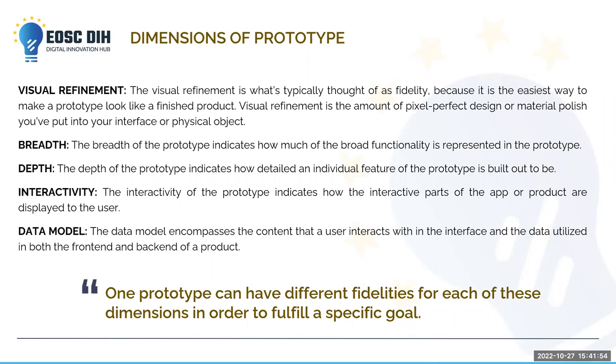Or maybe you have a very good visual app with one functionality which has low breadth, but that functionality is completely designed from action and task perspective. So each and every interaction is there. So it's very high depth and high interactivity. So depending on what you're trying to test and how you're testing, you can play around with these different dimensions and create a prototype that you actually want to test, right?